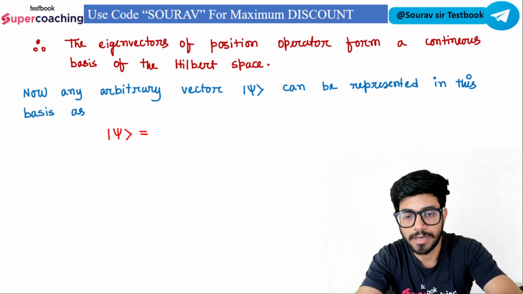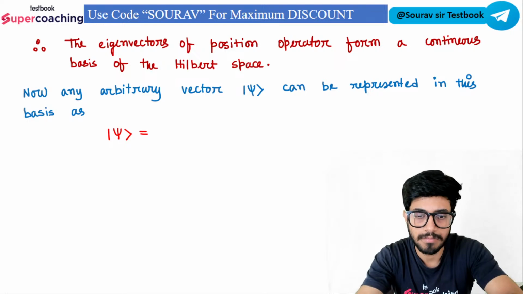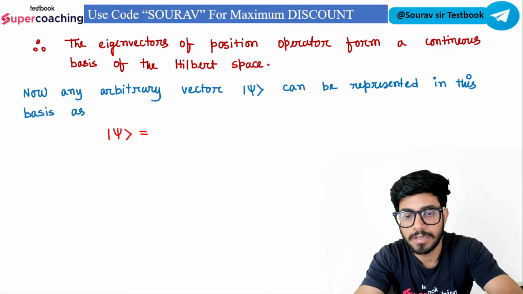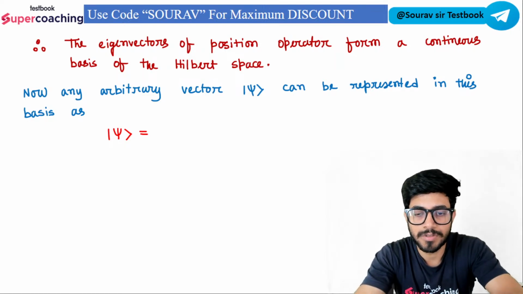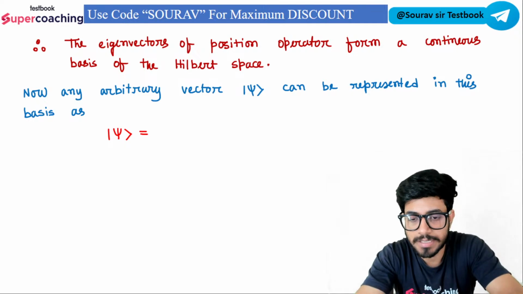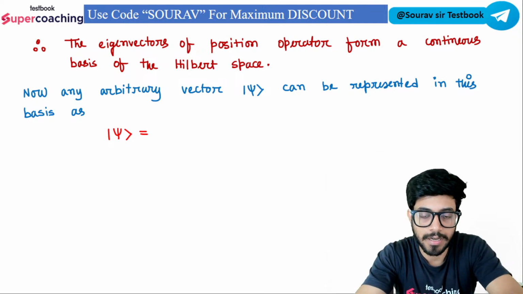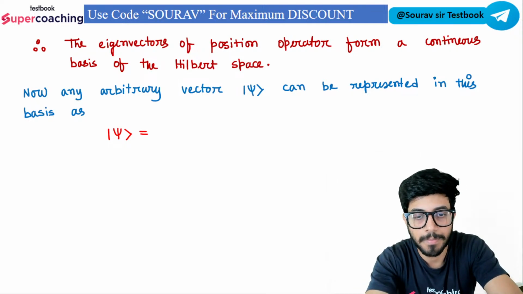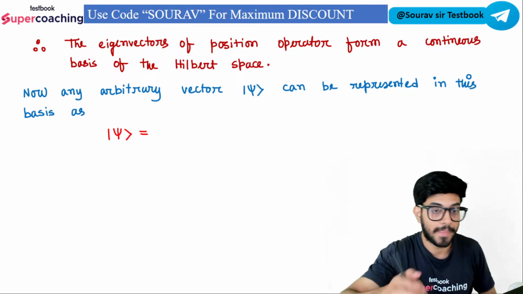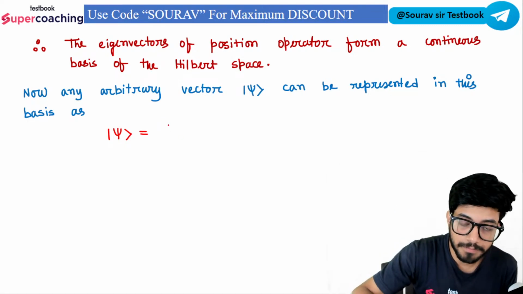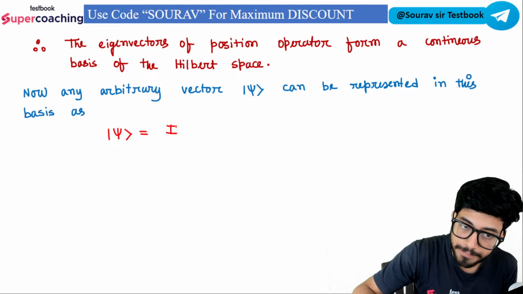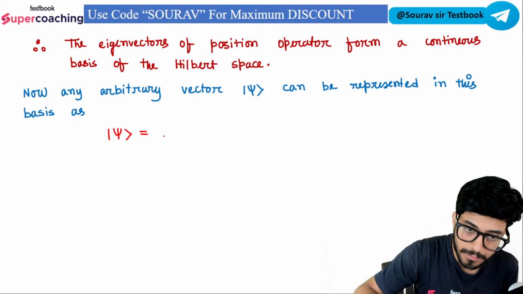You can just simply write down I cap into psi, for any vector, just because we know that the integral of the vector into dq bar is equal to 1. So by using the completeness condition, you can simply write it down this way. So I cap into psi can be written as I cap into psi.